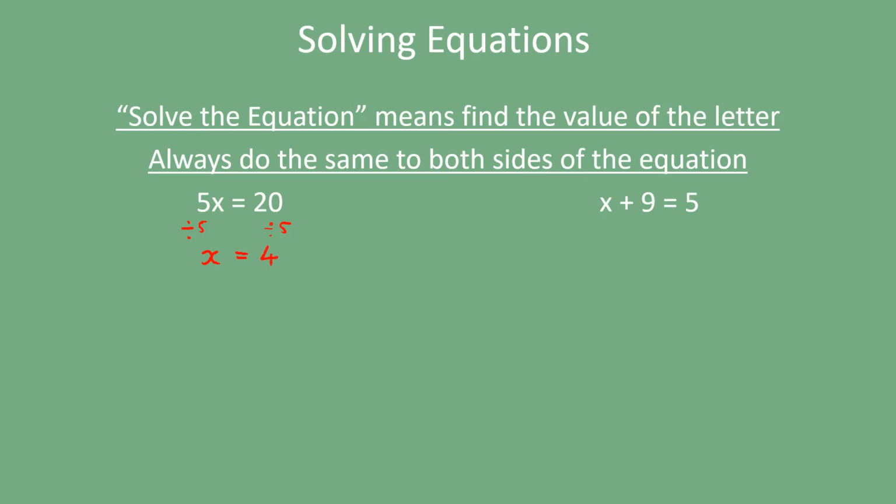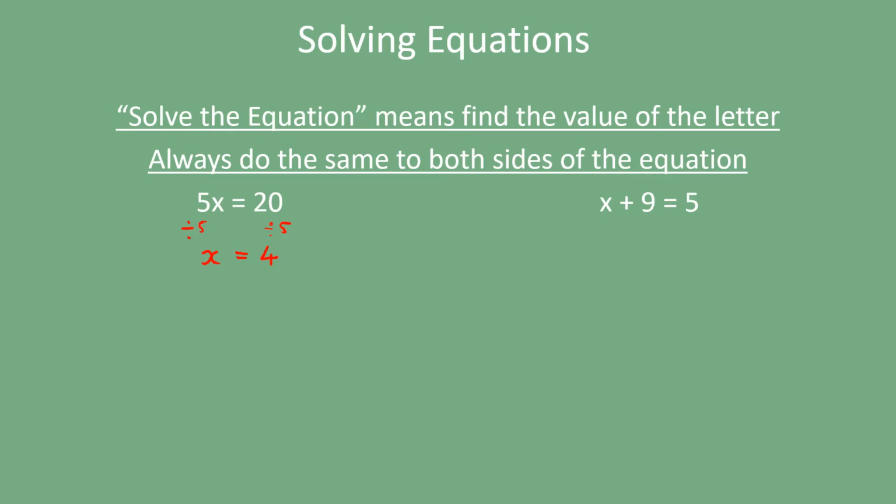And we could check it works by putting it back into the original equation. The equation was 5x equals 20, and indeed if we did 5 times 4 we would get 20. So we know it works. But you don't need to show that. It's just a check you can do.